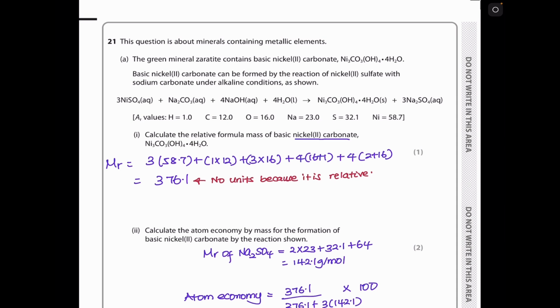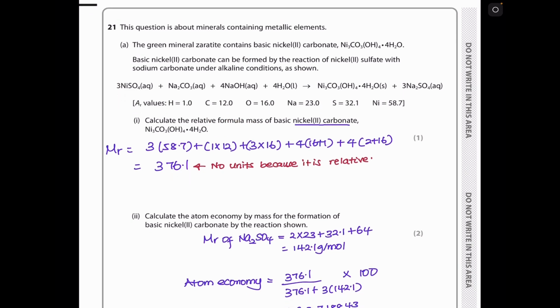Basic nickel(II) carbonate can be formed by the reaction of nickel(II) sulfate with sodium carbonate under alkaline conditions as shown. They say calculate the relative formula mass of basic nickel(II) carbonate, which is 3 times the atomic mass of nickel, plus 1 times the atomic mass of carbon, 3 times the atomic mass of oxygen. Hydroxide is going to be 16 plus 1, which is 17, so 4 times 17, plus 4 times 18, because each water molecule is 18. Adding everything up, I get 376.1. There are no units here because this is relative formula mass.